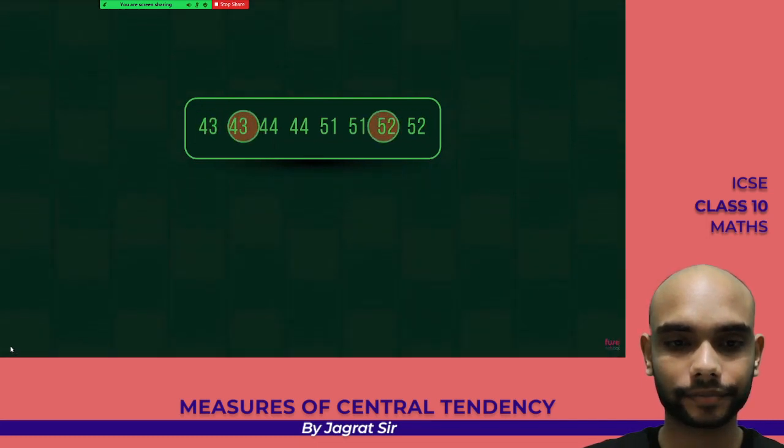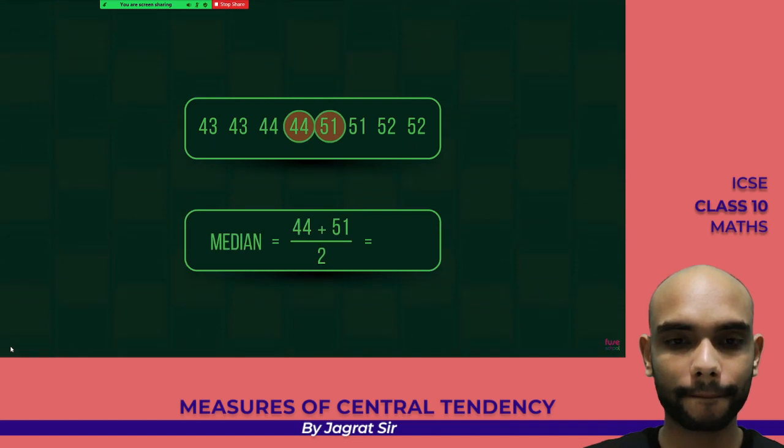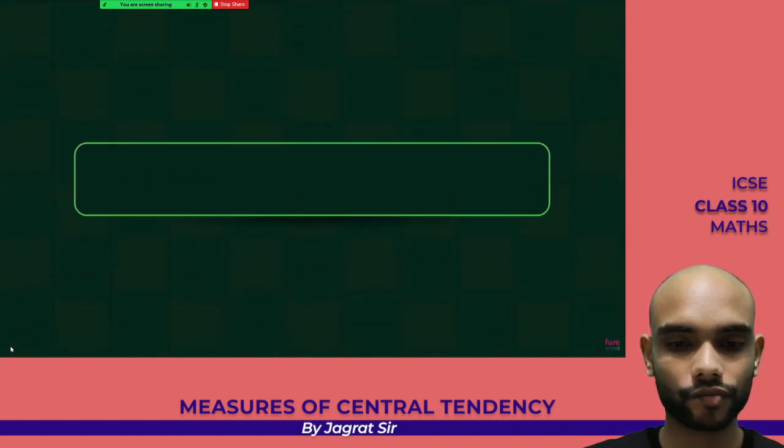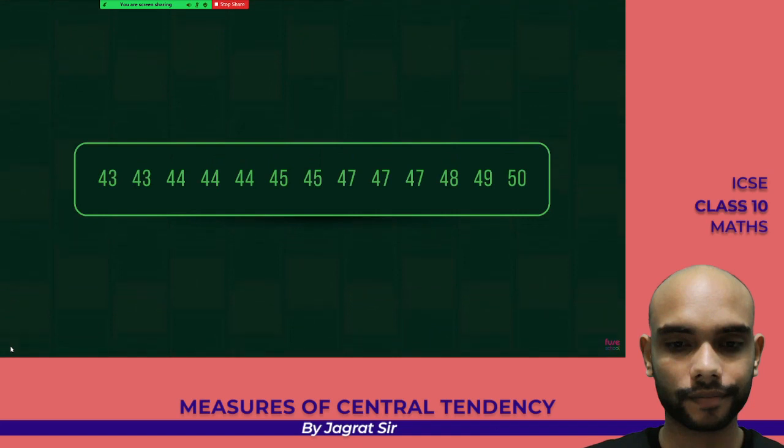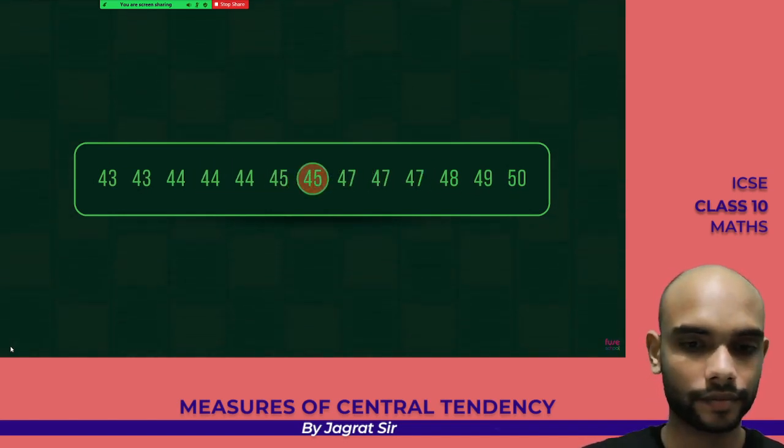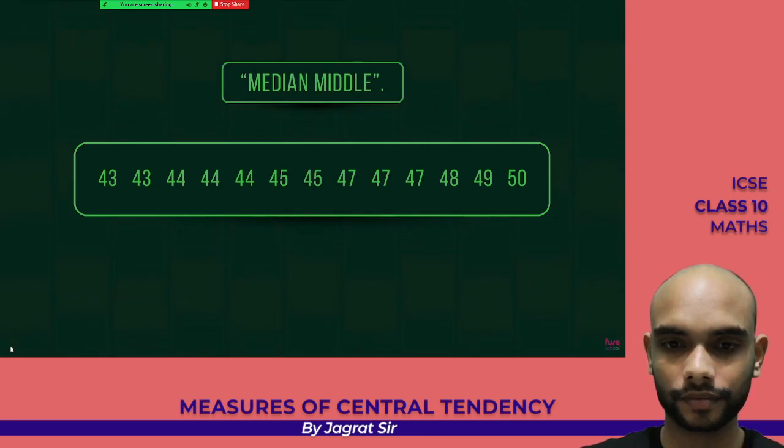Or if we'd met in the middle at 44 and 51, then halfway between those is 47.5. We can have decimal median values, no problem. If there are an odd number of values, then you will always end up with an exact median simply by finding the middle number. You just need to remember median, middle.